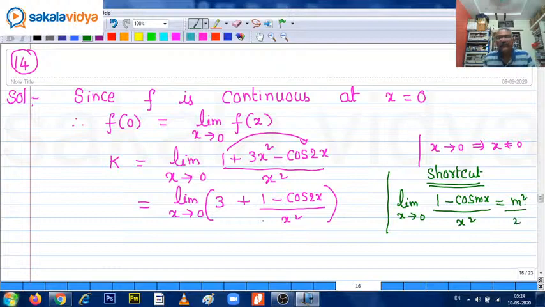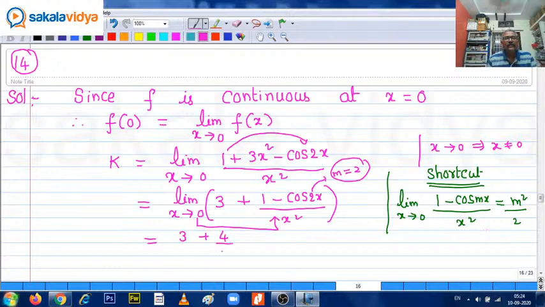With the help of that shortcut, the limit of the constant is the constant only, plus the limit of (1 minus cos 2x) by x square, where the m value is 2. So m square by 2 is 2 square, 4 upon 2, that is 2. So 3 plus 2, obviously 5.